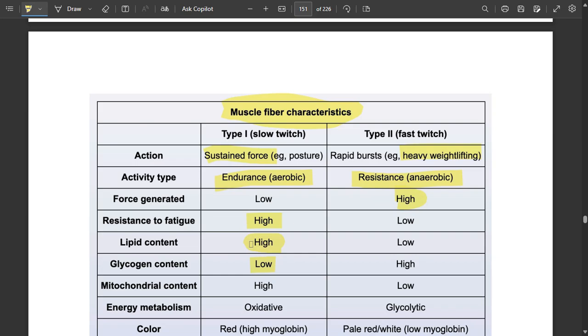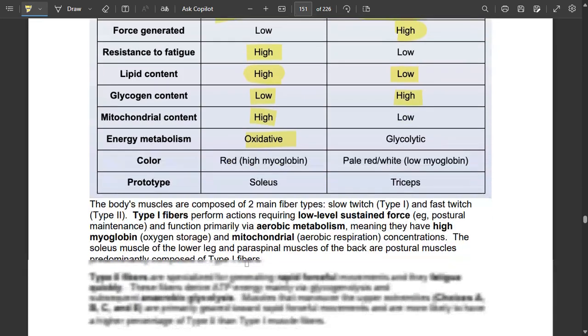So in type 1 fibers there must be a high amount of lipid content, while a low amount of lipid content is present in type 2 fibers, while glycogen content is low in type 1 and high in type 2 fibers because it has to generate ATP time and again. Mitochondrial content is high and the oxidative pathway occurs in type 1; it is red, and the prototype is soleus.